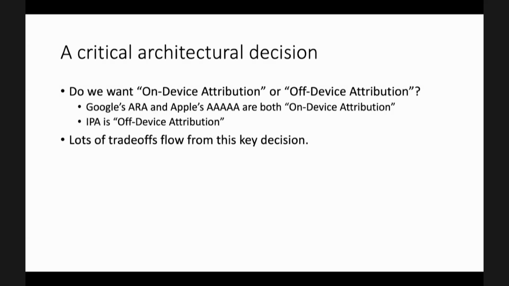So we have this one really big, critical architectural decision that we have to make together, which is where does the attribution happen? People are seeing ads and then people are later making conversions, say buying things. Where does that linking up happen of, oh yes, before this person bought this thing, they did see an ad for that, and that's the one that will get credit. So there are 2 different schools of thought. Google and Apple, their proposals both involve that attribution happening on the device itself, whereas IPA involves that attribution happening off of the device. So this is a really, really important architectural decision about how we design this system, and many, many trade-offs flow directly from that key decision.